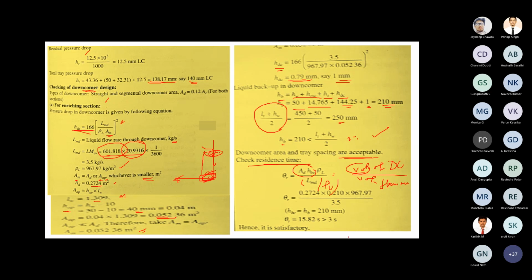So this is in kg per second. Rho is kg per meter cube. So you will get meter cube per second. This is meter cube, so you will get 1 by second. Approximately, HBC is equal to HB, that you have to take here. HBC is HB, that is one of the important points here. So your residence time is 15.82 seconds, that is greater than 3 seconds. So it's satisfactory.